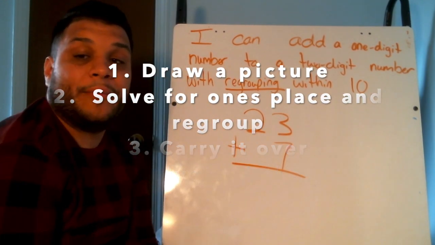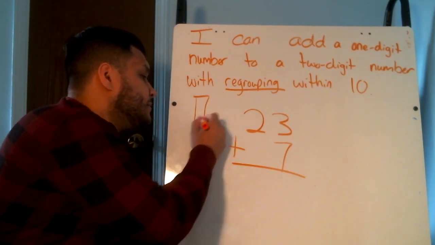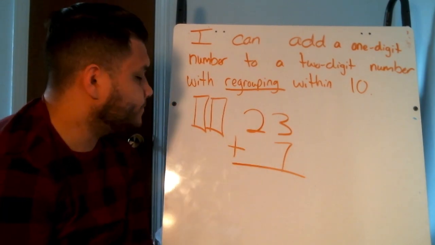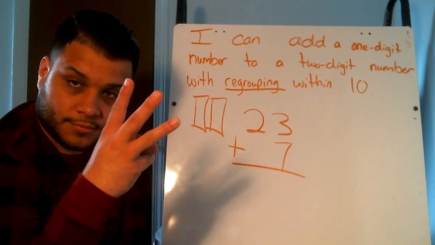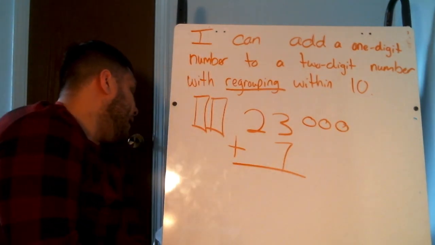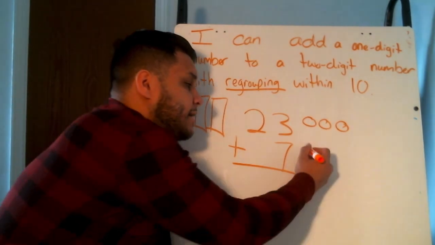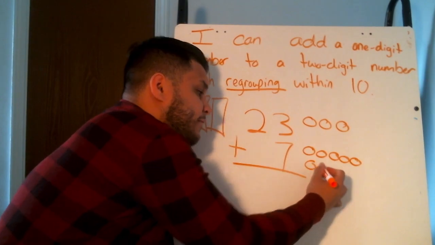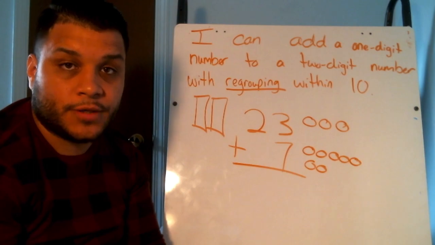In the number 23, how many tens do we have? Excellent, 2 tens. Do we have any tens in the number 7? No tens there. In the number 23, how many ones do we have? 3 ones. 1, 2, 3. And in the number 7, how many ones do we have? Yes, 7 ones. 1, 2, 3, 4, 5, 6, 7. I completed step number 1, which was to draw a picture.